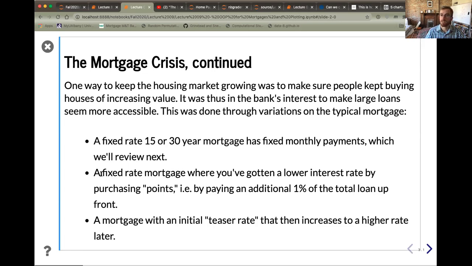There are other options which exist in purchasing a mortgage. Sometimes you can get a lower interest rate by purchasing what's called points. Points are essentially just saying that you'll pay even more down in order to establish a down payment.